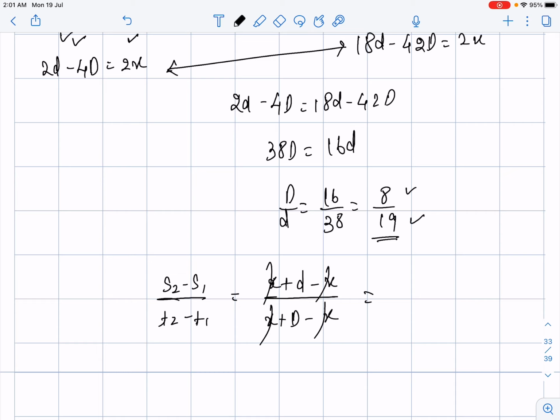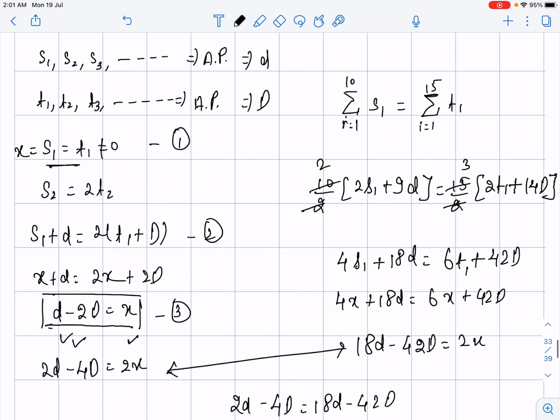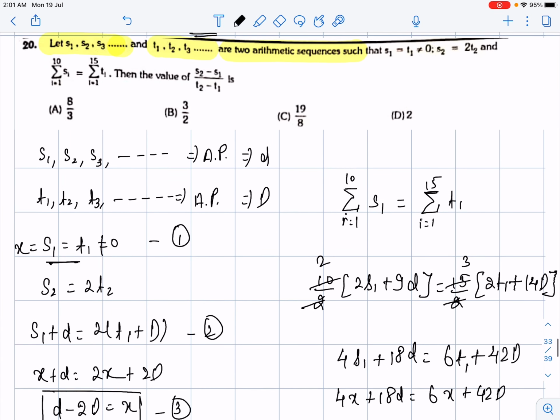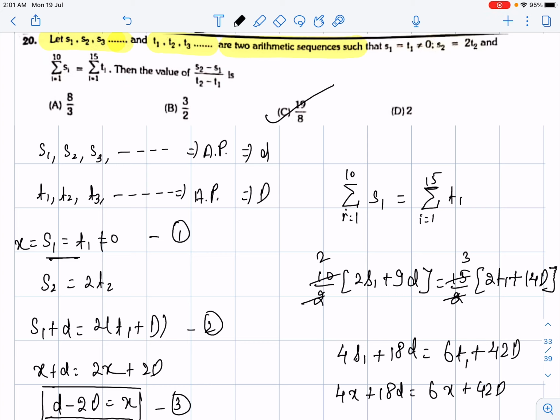Since D upon d is 8 upon 19, small d upon capital D will become 19 upon 8. So if we have any option as 19 upon 8, that should be marked by us. So option C will be the right answer for this question.